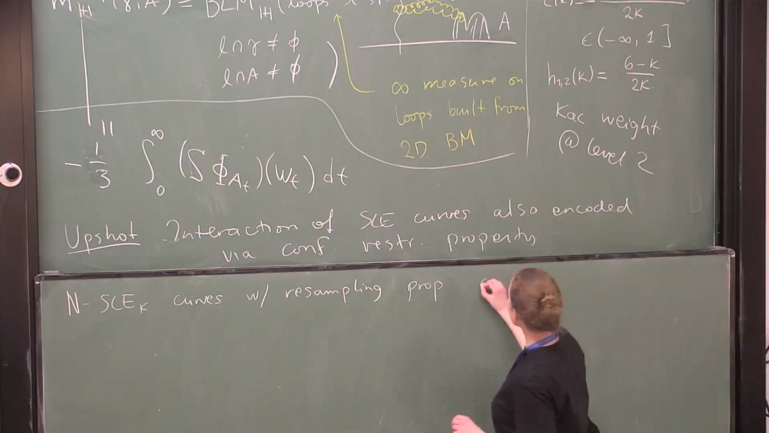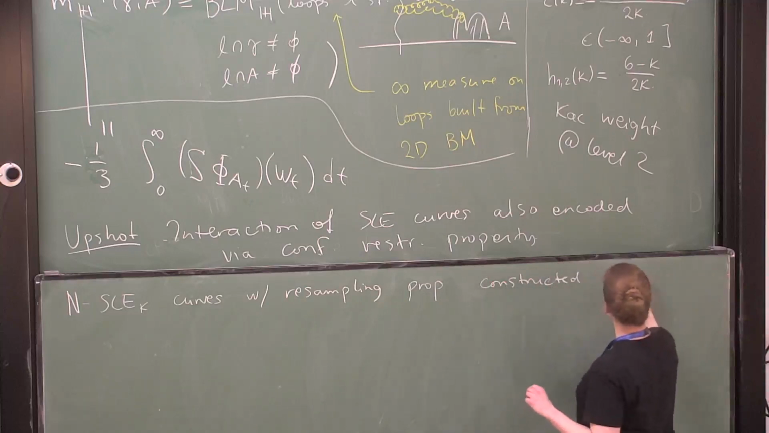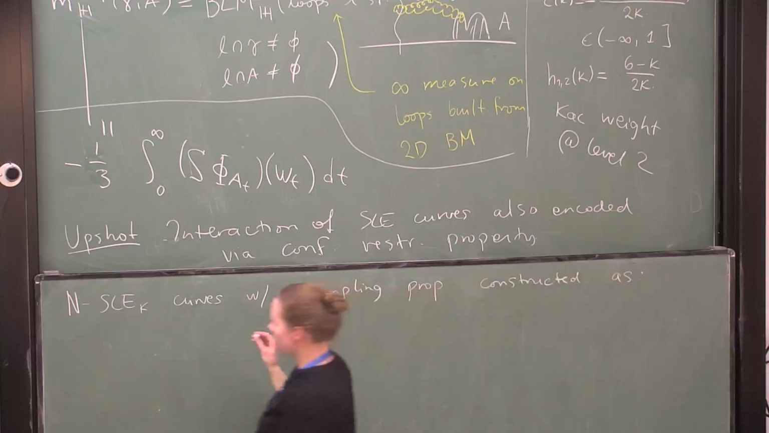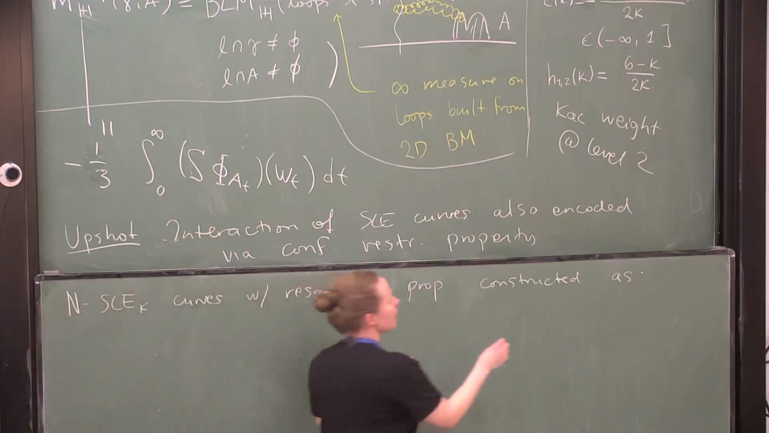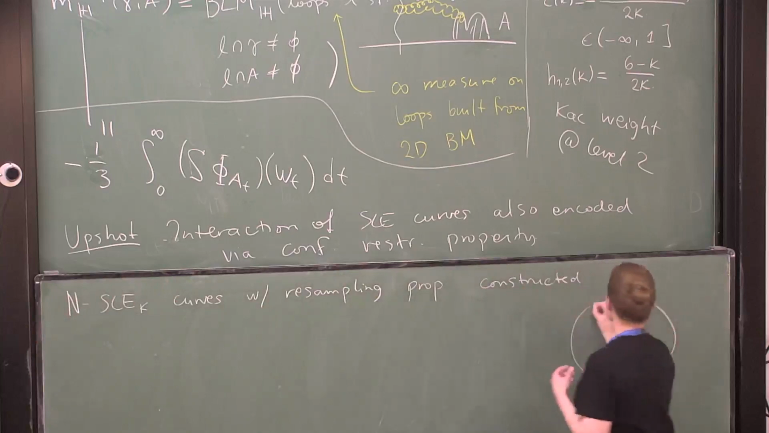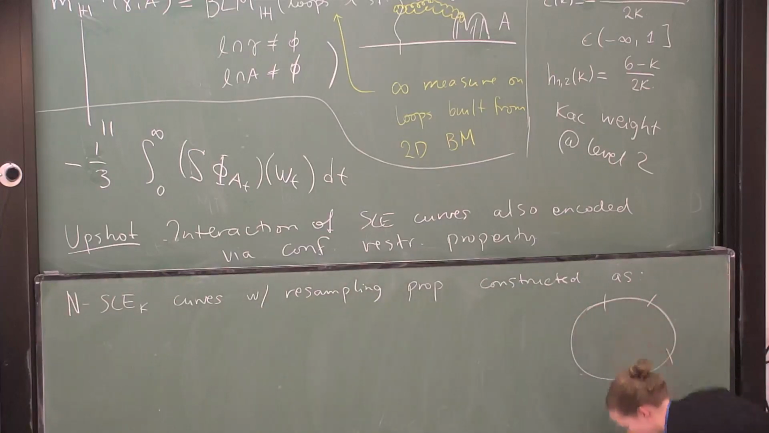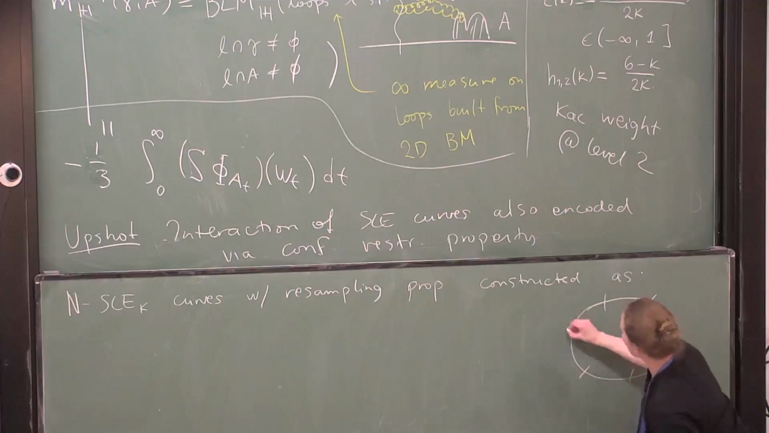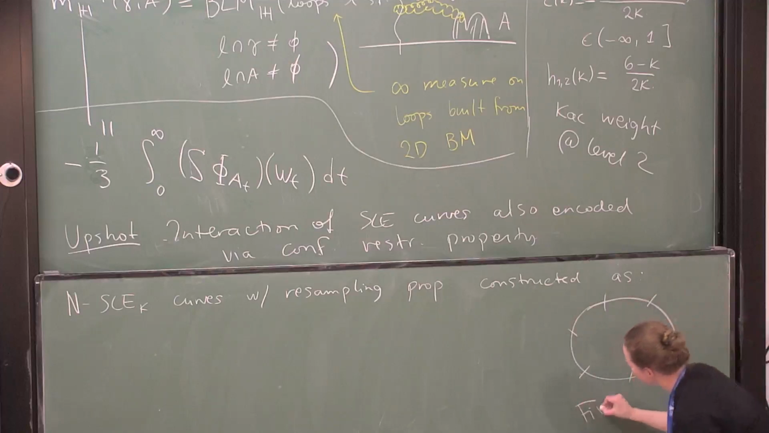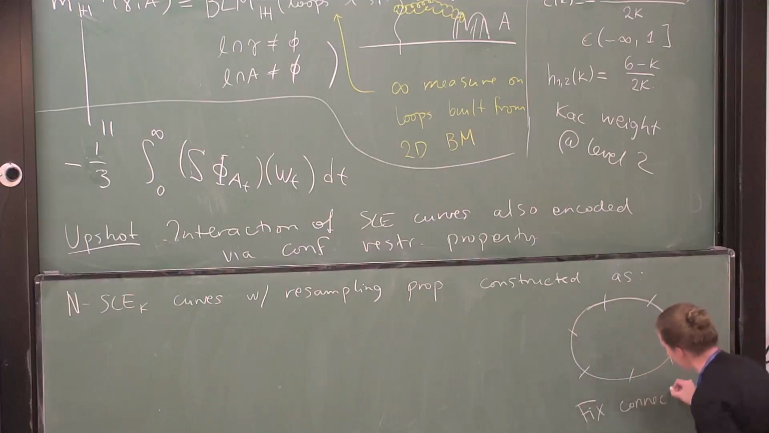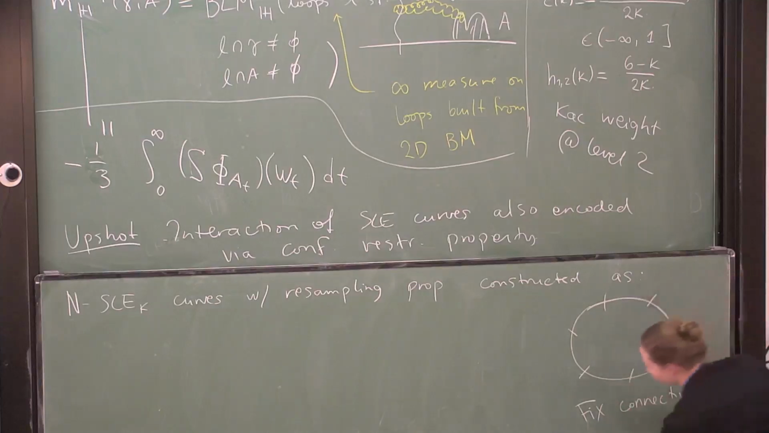So you can construct it as follows. Let me now decide how they connect, and maybe I want a little bit more points. So let's fix the connectivity, which is a pairing of the points.